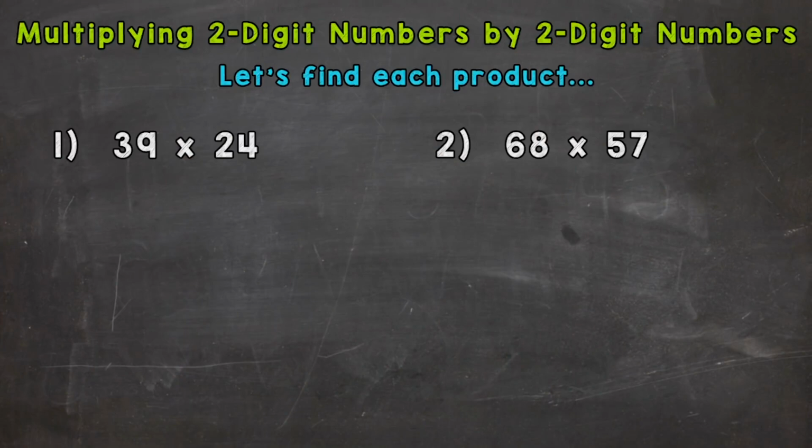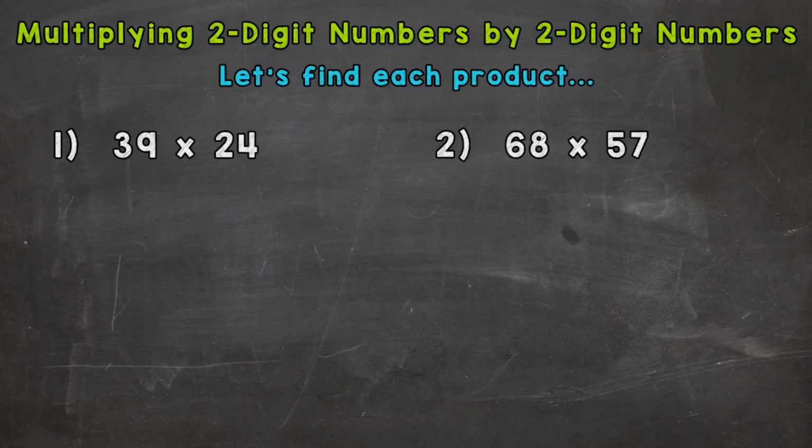In this video, I'm going to cover how to multiply two-digit numbers by two-digit numbers, and we have two examples that we're going to go through together in order to get this down. So let's find each product here. And remember, product means the answer to a multiplication problem.